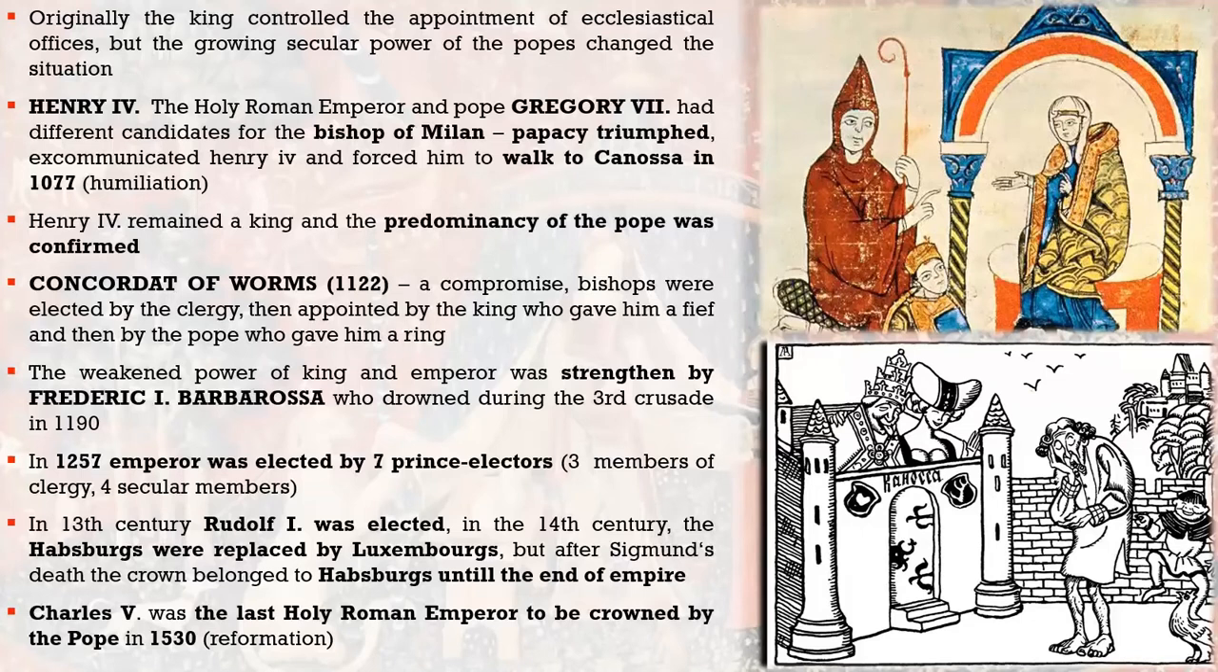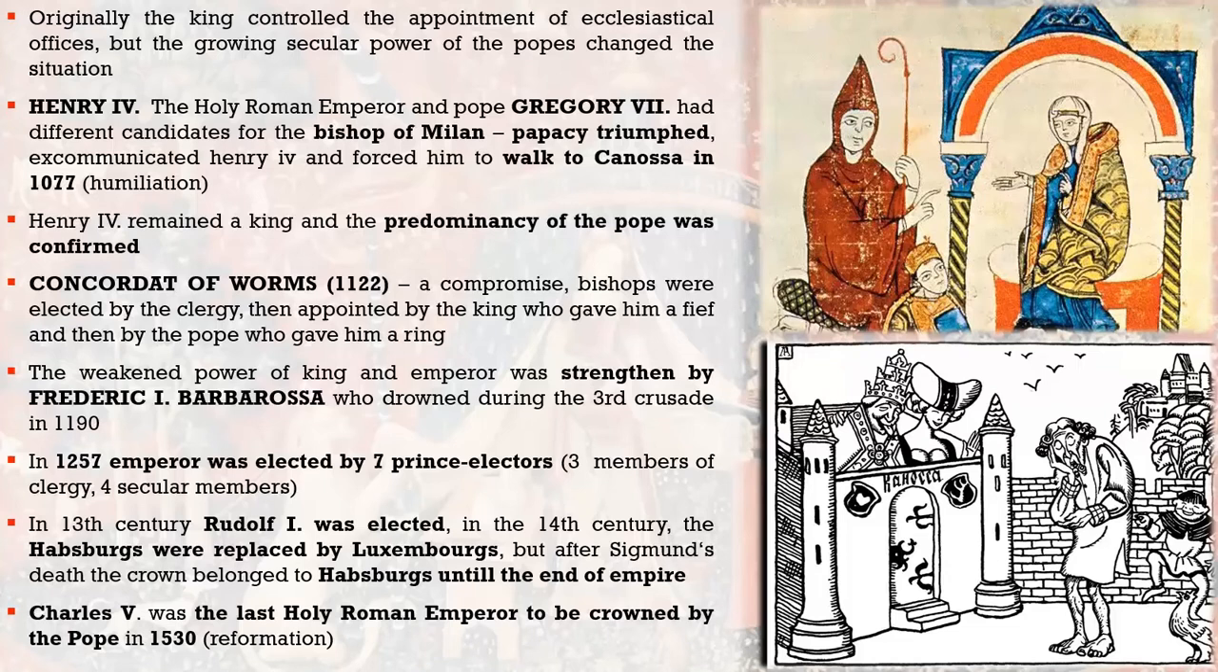Originally, the king was the one who controlled the appointment of ecclesiastical offices, but the growing secular power of the popes changed the situation. So, also popes had secular power. This means that after they got their papal state in Rome and their power became stronger, they were also deciding about secular matters. For example, they were choosing whom they will crown for emperor. Okay, so they were also important for politics and not just for the ecclesiastical life.